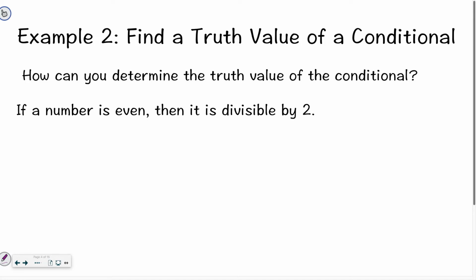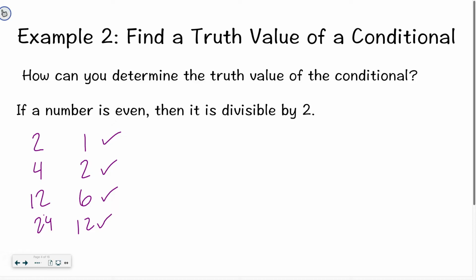Okay, so let's start with some even numbers. 2, is 2 divisible by 2? Yeah, that would be 1. 4, is 4 divisible by 2? 4 divided by 2 is 2, yes. What about 12? 12 divided by 2 is 6. 24. Okay, any even number is divisible by 2. So I'm going to say that the truth value of this statement is true. And the way we determined that was we listed multiple examples showing that it was true.